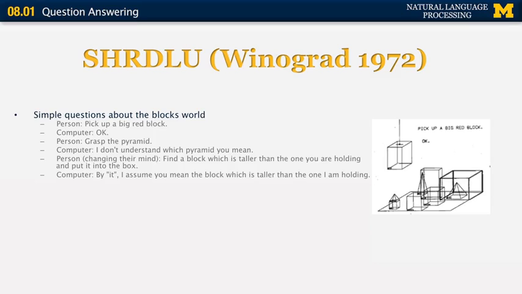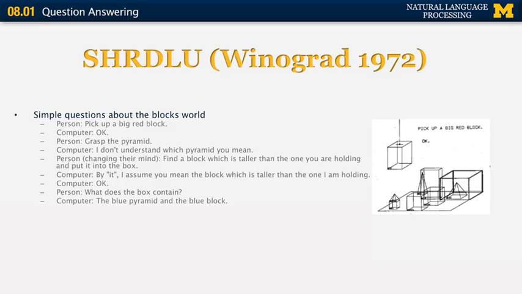So here's what the computer says. By it, I assume you mean the block which is taller than the one that I'm holding. And that's just a confirmation that the computer understands what the person was asking. And then the computer goes on and says, okay. So that's exactly what I'm going to do. And by saying okay, the computer performs the action that the person intended. Then the person asks, what does the box contain? And now the computer says, well, the box contains the blue pyramid and the blue block.